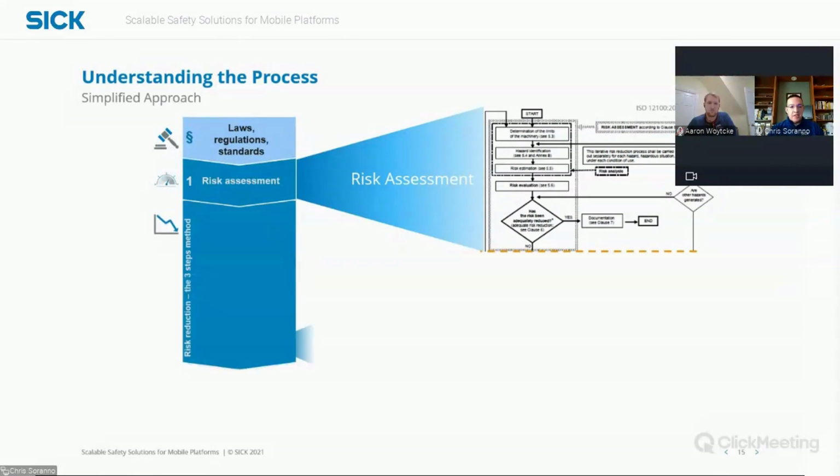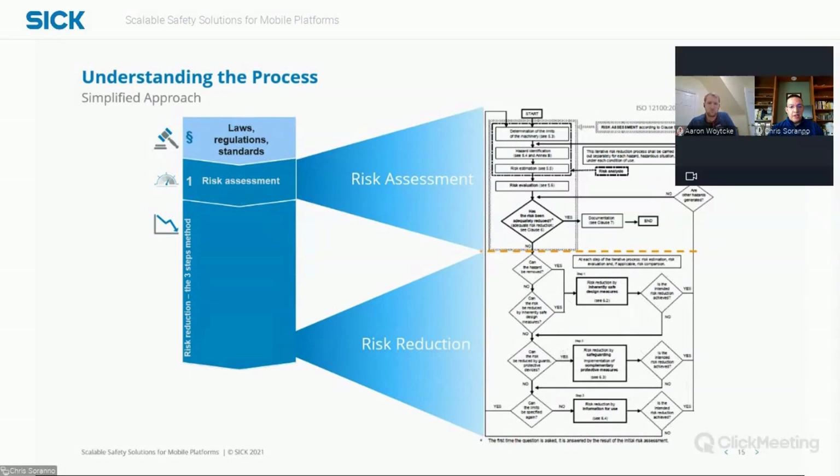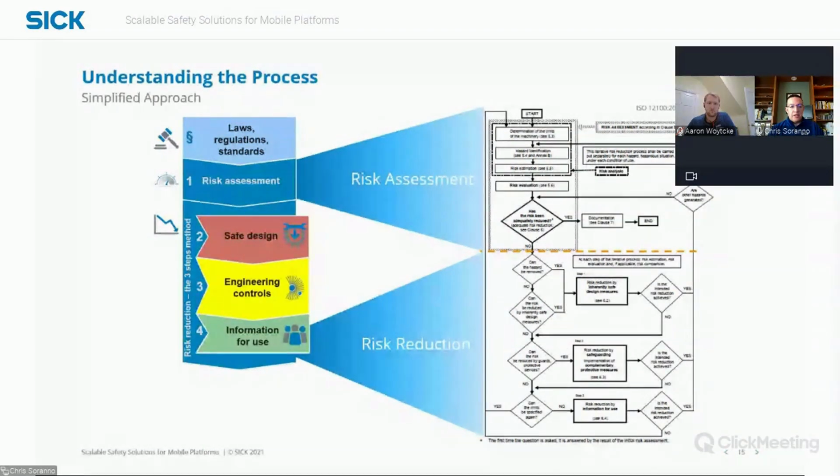After the risk assessment, if the risk is not acceptable, then we apply risk reduction. That's done in a three-step method. We start with design measures, inherently safe by design measures. We then talk about engineering controls, guards and devices, and complementary measures. And then last but not least, the information for use. After those are applied, we perform overall validation of the system to make sure that it's meeting the expectations of the functional specification.